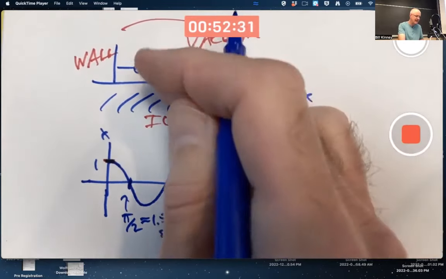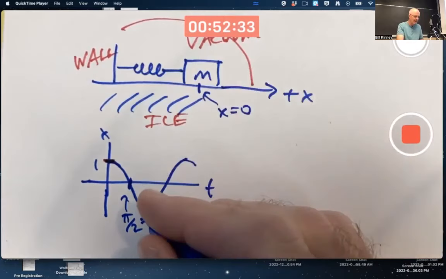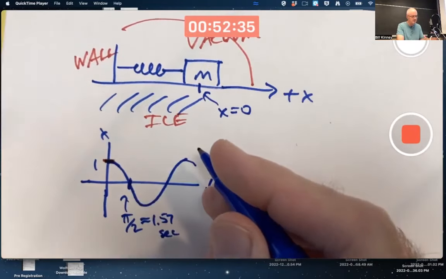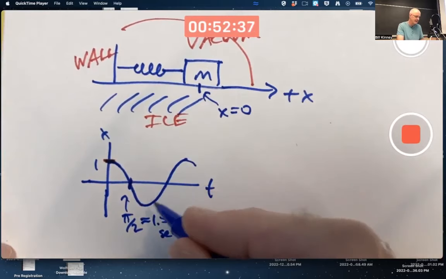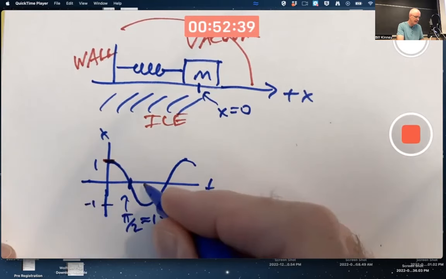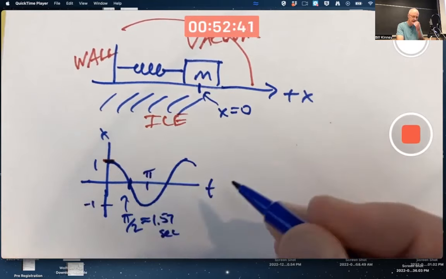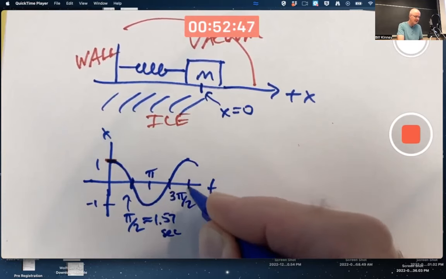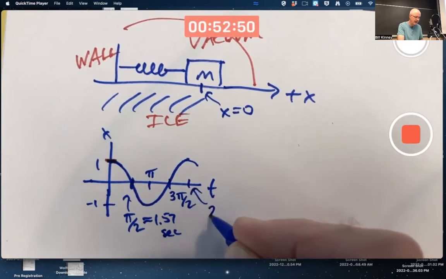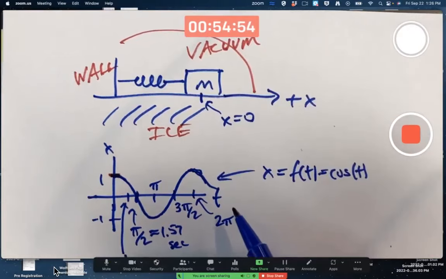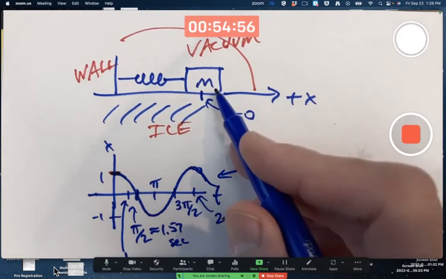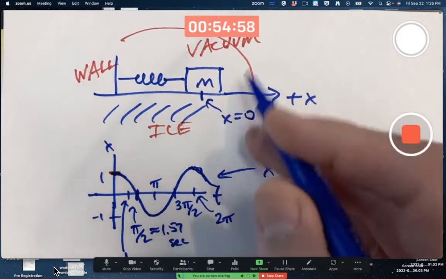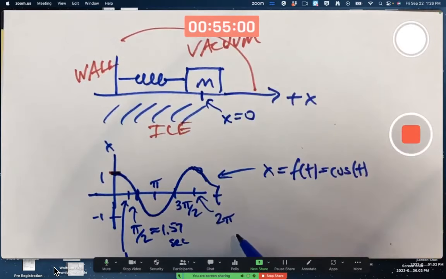Then x becomes negative, and I'm assuming it doesn't hit the wall for simplicity. It goes down to a position of -1 by the time we reach pi seconds. Then it goes back the other way, reaches equilibrium at 3 pi over 2 seconds, and back to where it started after 2 pi units of time, about 6.28 seconds. So it's going to reach equilibrium at 3 pi over 2 and then come back to where it started by the time you reach 2 pi.